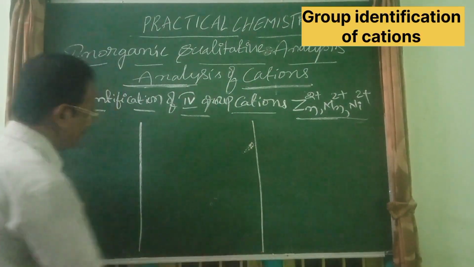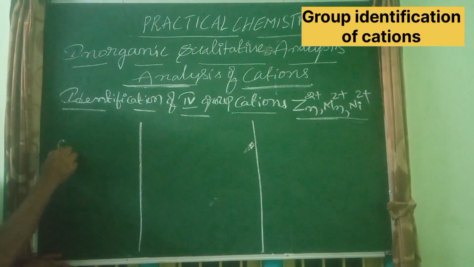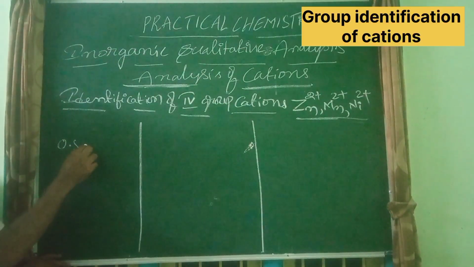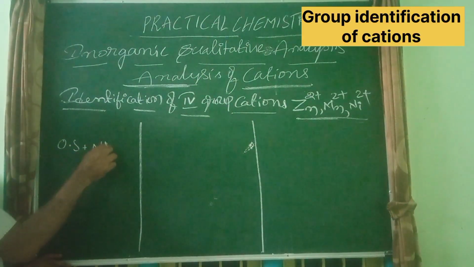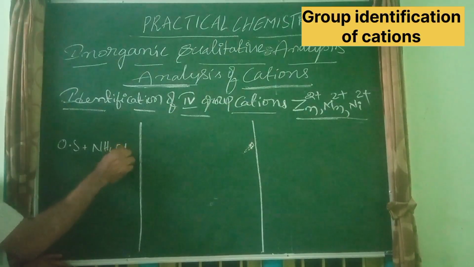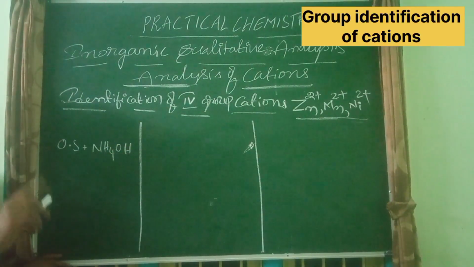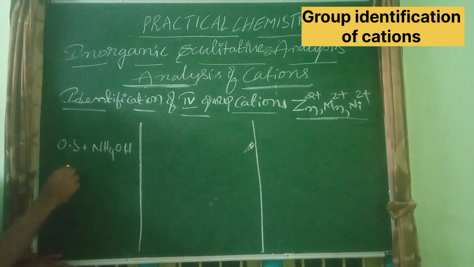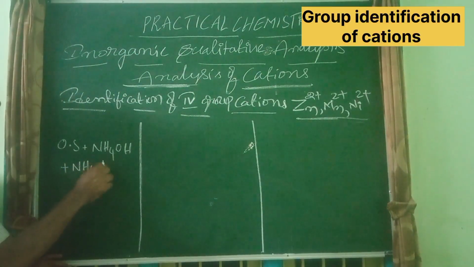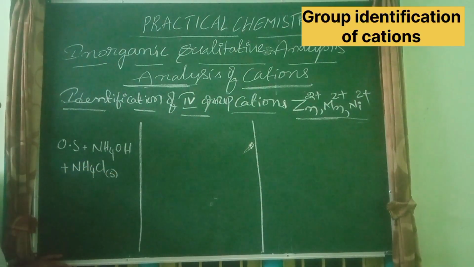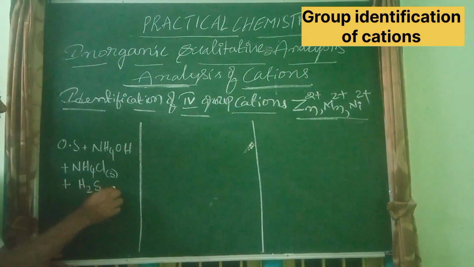Okay. So at first, the original solution is to be taken and then it is added with NH4OH, ammonium hydroxide. This is usually an aqueous solution, and then it is saturated with NH4Cl. This is solid. Okay, and then this is added with H2S gas.